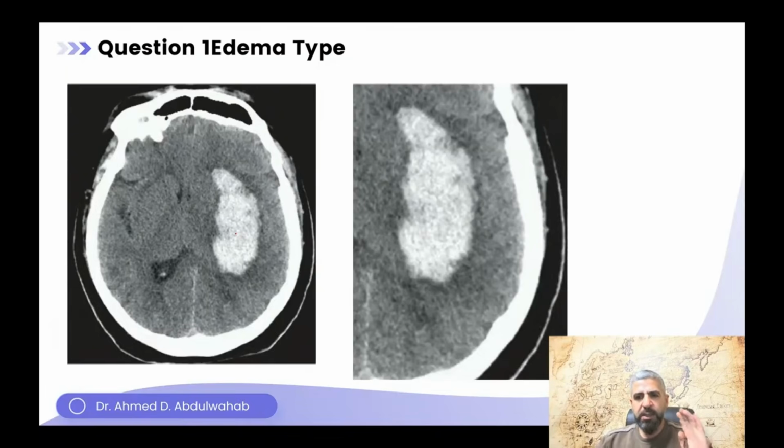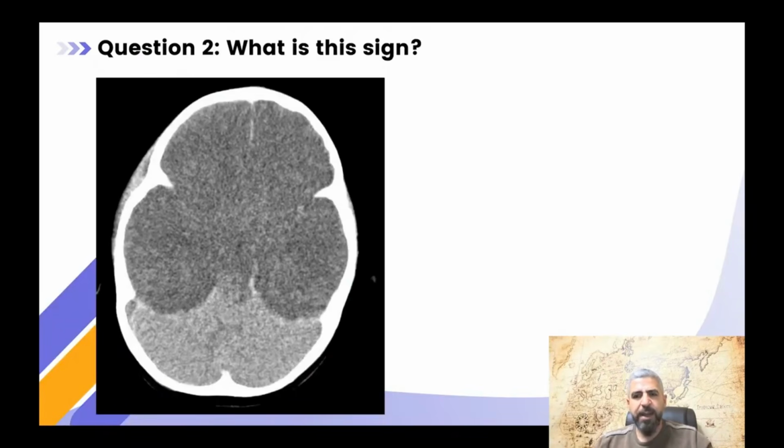Hemorrhage is in the gray matter, in the basal ganglia, but the edema goes along the white matter tracts to the gray-white matter junction and causes mass effect and effacement of the cortical sulci. Good job. Now, second question. What is the name of this CT sign?